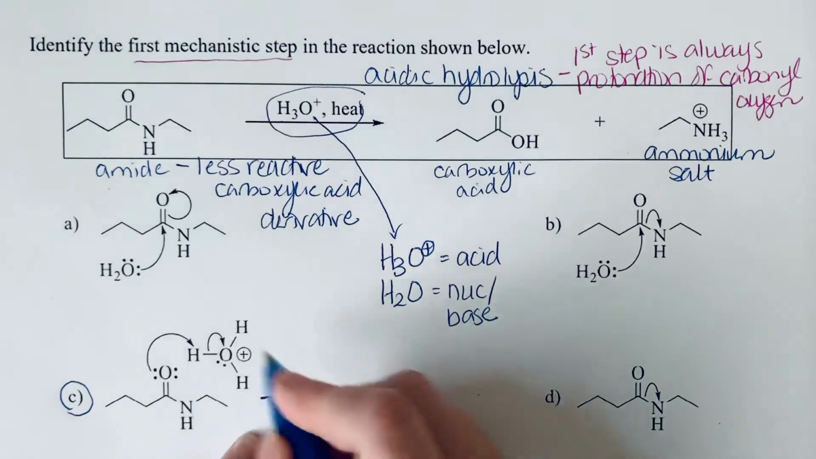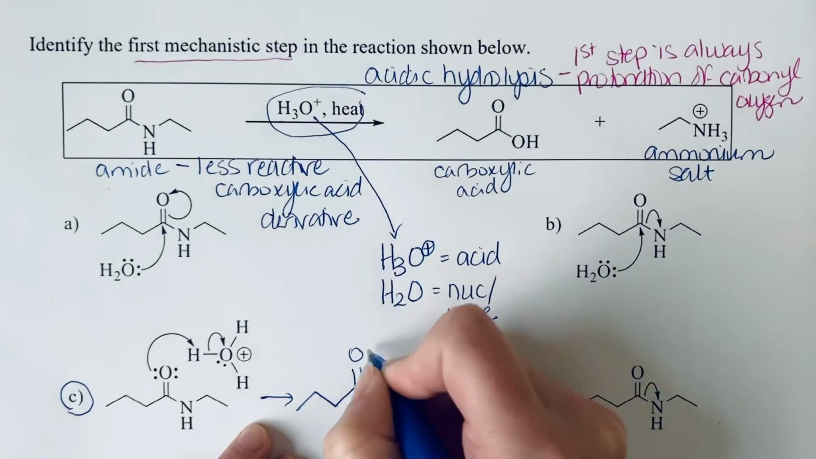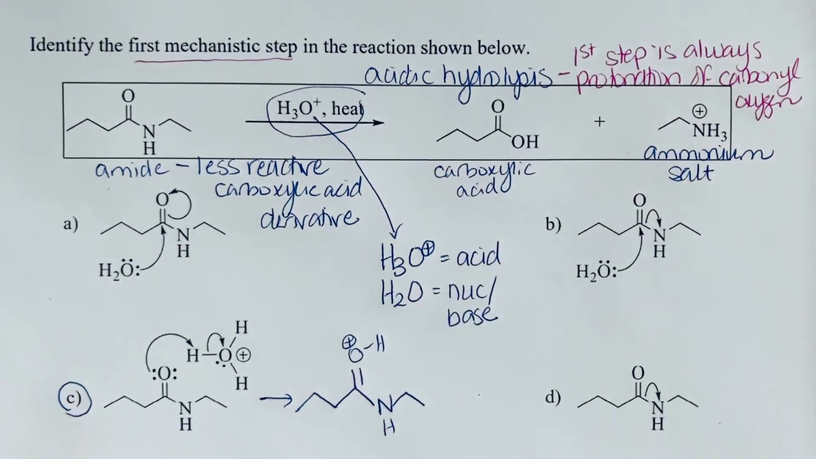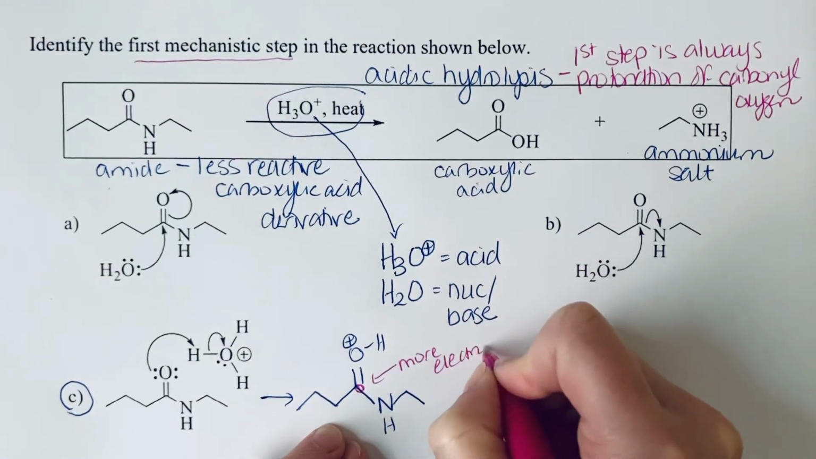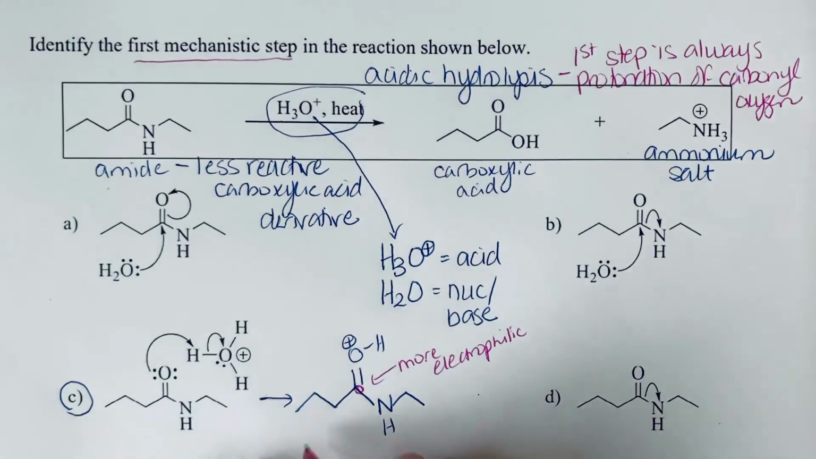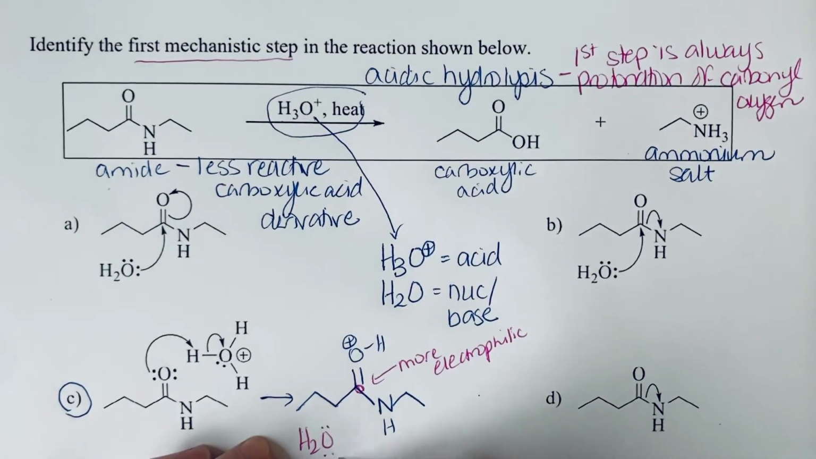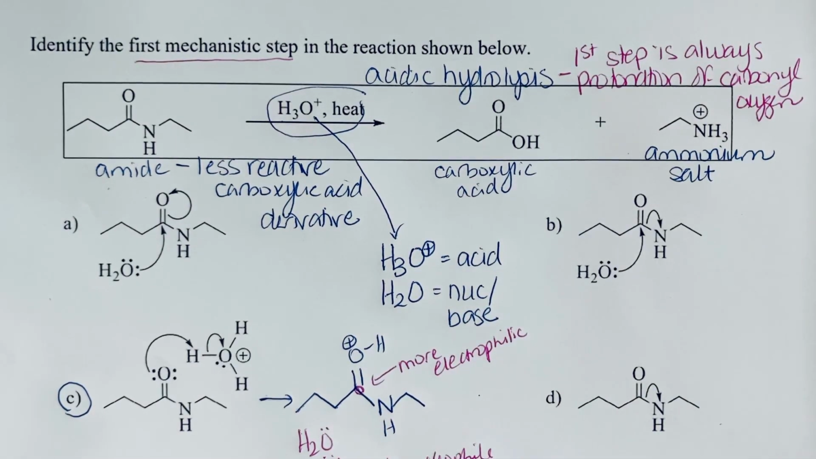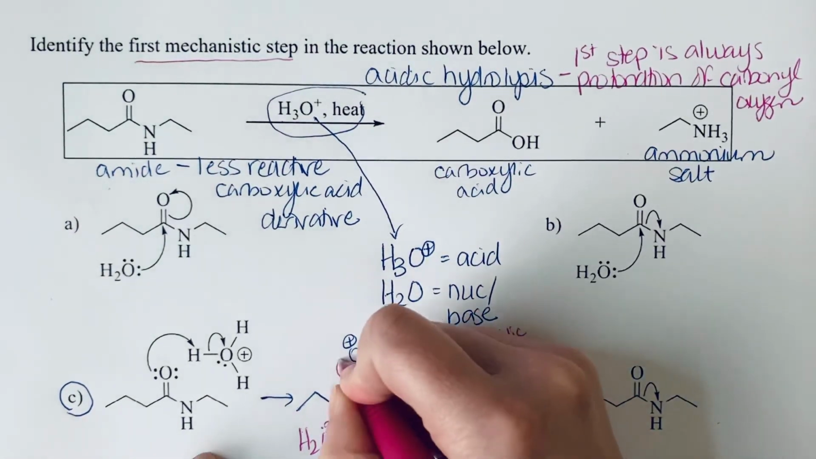So after you do that protonation, this is what you're going to have, right? This carbonyl oxygen is now more electrophilic. That's the role of that protonation. Now in the second step of the mechanism, your water, which is still a weak nucleophile, can attack that carbonyl carbon, but that can only happen if you've made your carbonyl carbon more electrophilic by protonating it. And then this would be your second step of the mechanism.